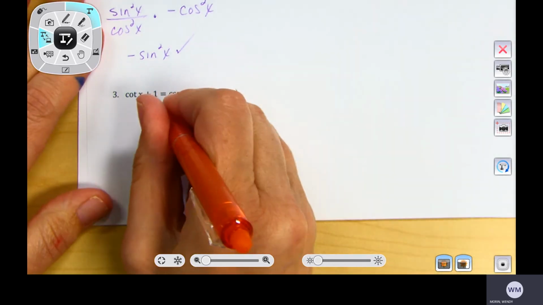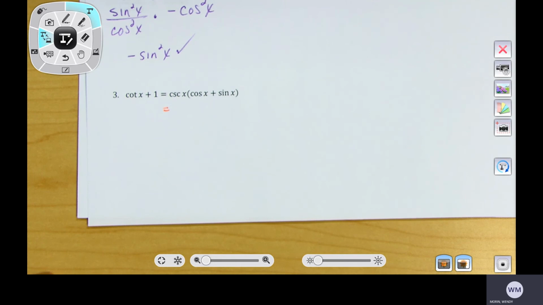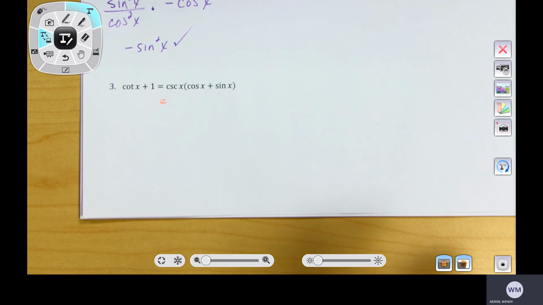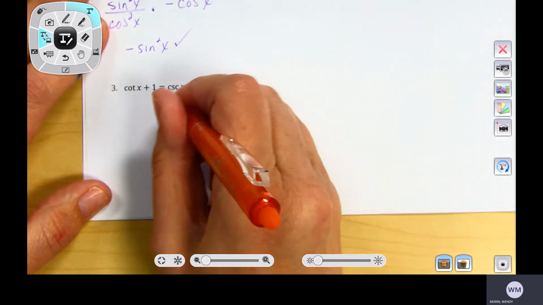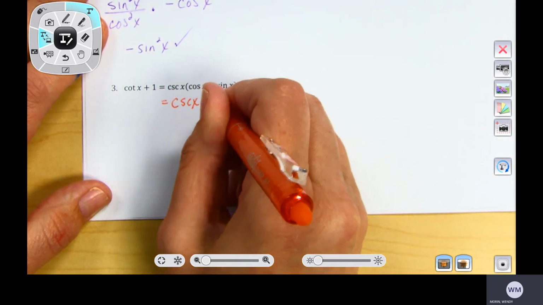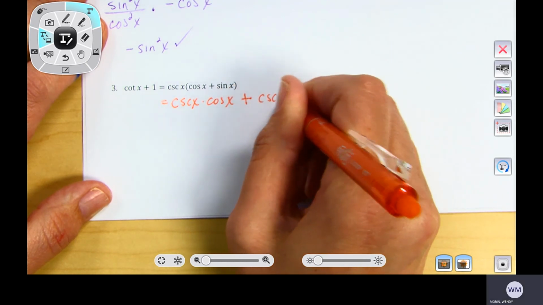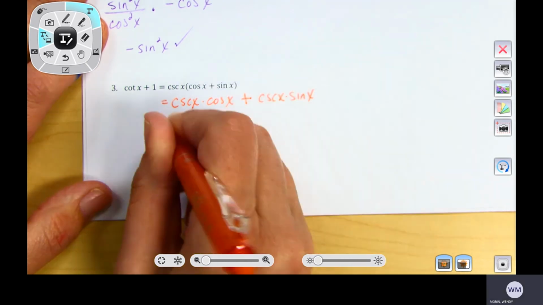What am I going to do to the right? Okay, before I change anything to sines and cosines, let's just do some mathematical operations first. So what can I do first? Distribute. Very good, distribute. So cosecant x times cosine x plus cosecant x times sine x.